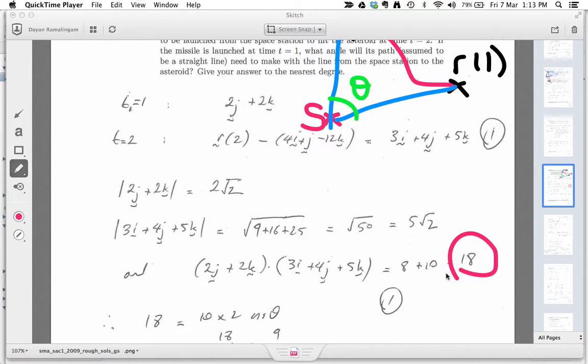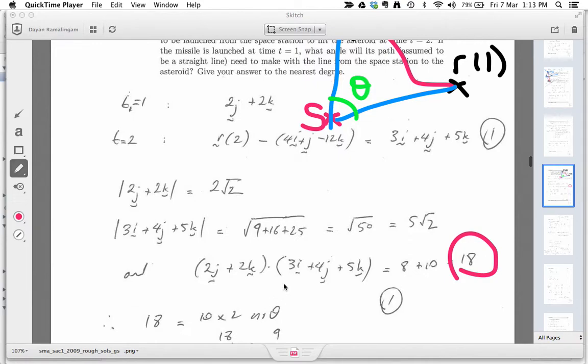Now we know there are two ways to get the dot product. It is A dot B is equal to multiplying their components together and adding them up, which is what we've done here, or it's equal to modulus A times modulus B cosine of the angle in between. So we use both these methods and equate them. So this is A dot B using the vectors and multiplying the components, and this is A dot B using mod A mod B cosine theta.